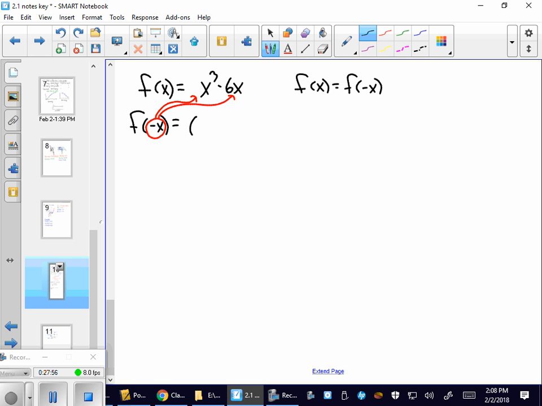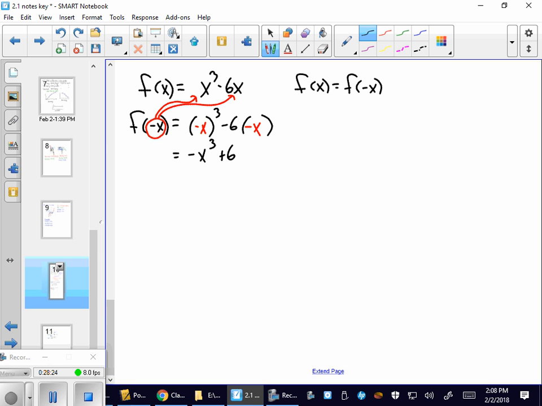So I'm going to have parentheses cubed minus 6 times a parentheses. I'm going to substitute negative x in there, and then we'll simplify and see if this is exactly the same thing as what we started with. So simplifying, negative x cubed is negative x times negative x times negative x. That actually gives you negative x cubed. Here, negative 6 times negative x is positive 6x.